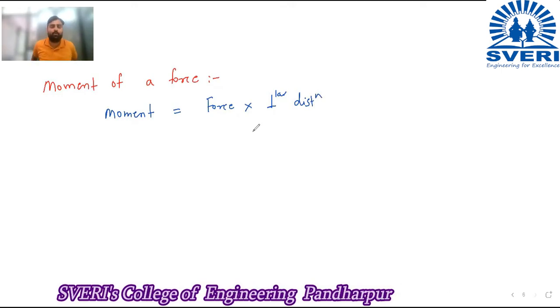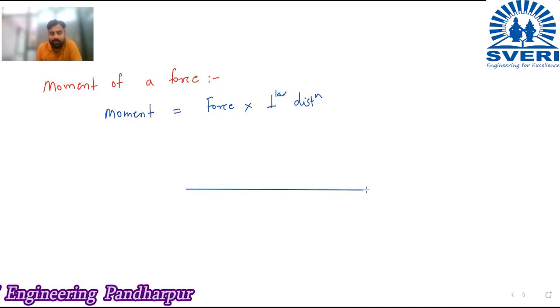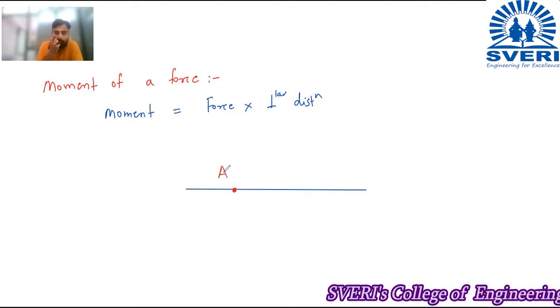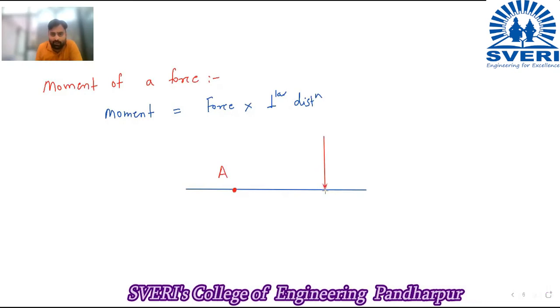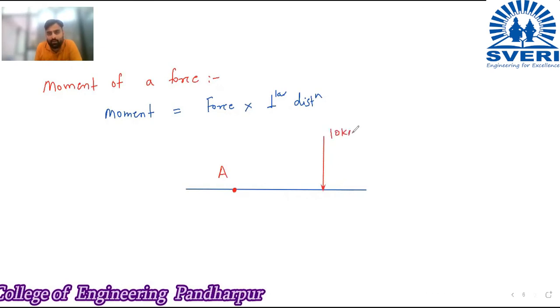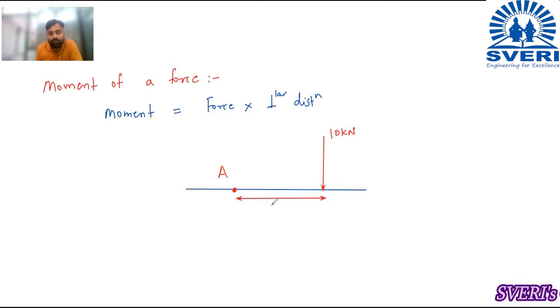Now I will tell you how to take the moment of a force. See now, this is a plane surface, and here I will arbitrarily take one point. Suppose this is my point A. And suppose one force is acting over here like this. The magnitude of the force is 10 kilonewton, and the distance of this force from point A is 5 meter.